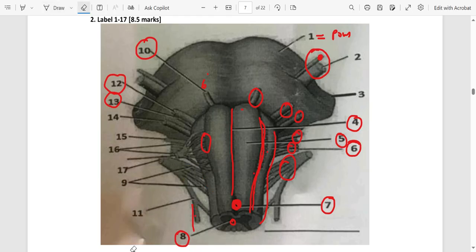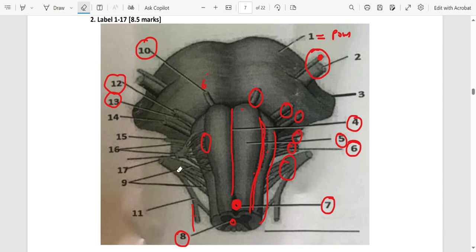Okay, so that is that. And then we have got number 17. So number 17, that is the accessory nerve, because you've now combined the spinal root and the cranial root of the accessory nerve. Now you have formed one, so we just call it the accessory nerve at that point, number 17.